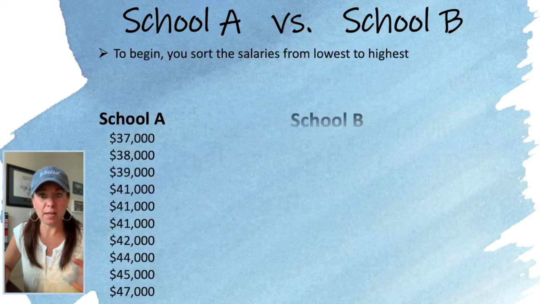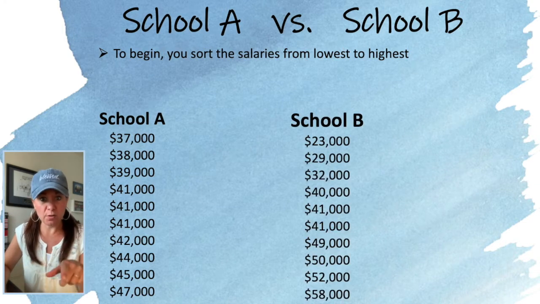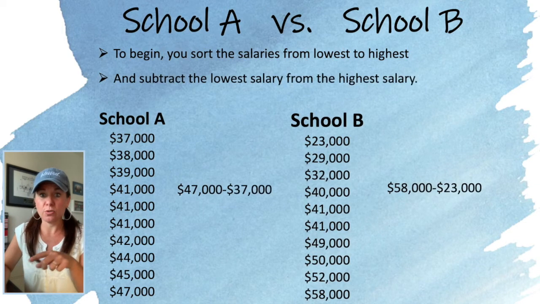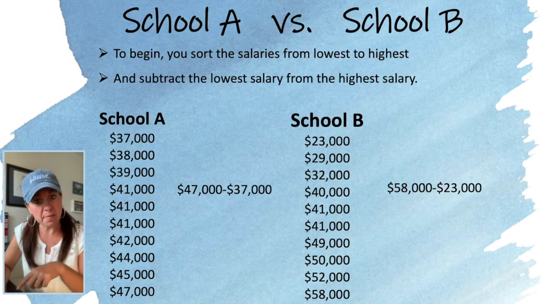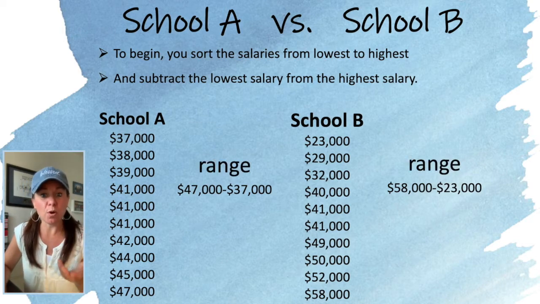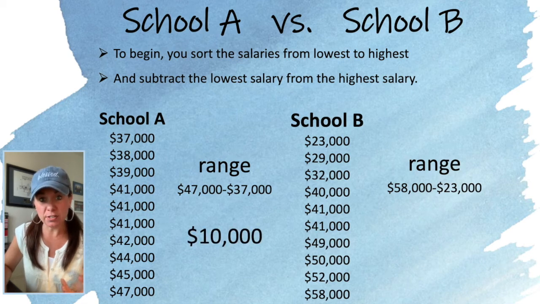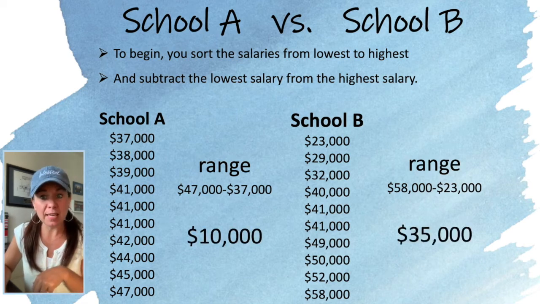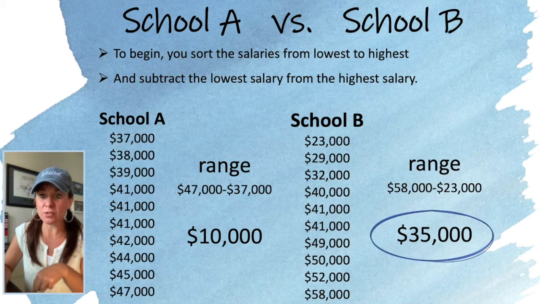Okay, so to begin with, you sort the salaries from lowest to highest. Then you subtract the lowest salary from the highest salary, and this gives you what we call the range. So the range for school A is $10,000. The range for school B is $35,000. So you can see the range for school B, that's a lot higher.